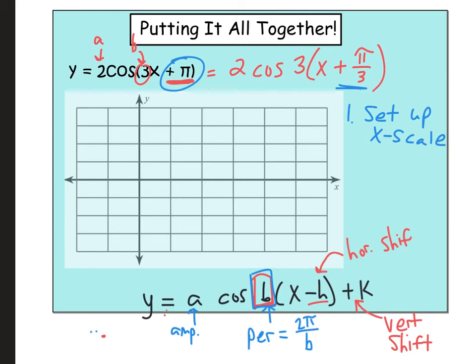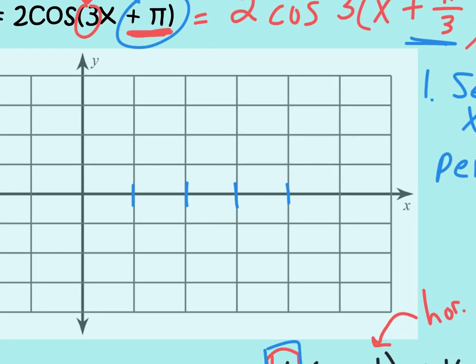This one, having that b value of 3, means that the period will equal, always, 2 pi over b, so 2 pi over 3. So let's set that up. 1, 2, 3, 4. Let's zoom in so we can write these neatly. This last one is going to be our 2 pi over 3 because that's what the period is. That means the second tick mark is half of that, so it's 1 pi over 3. Half of pi over 3 is pi over 6.